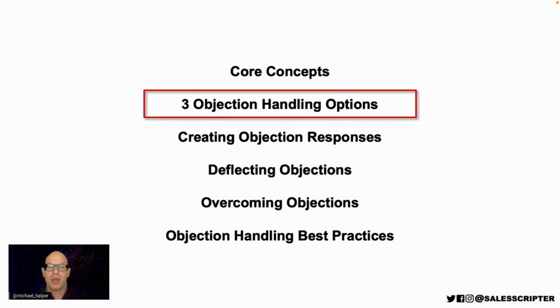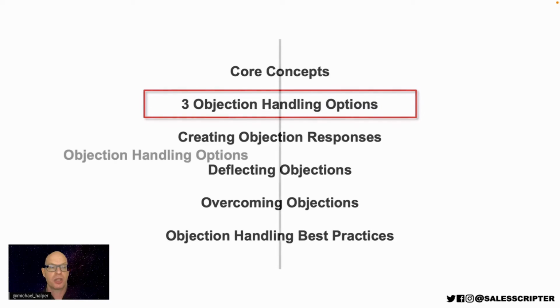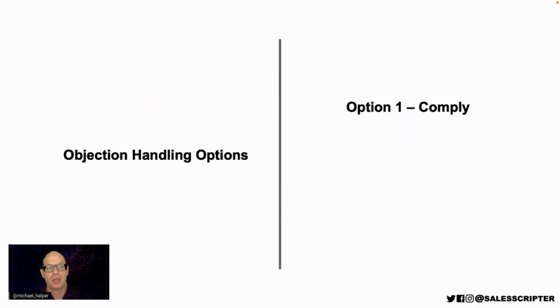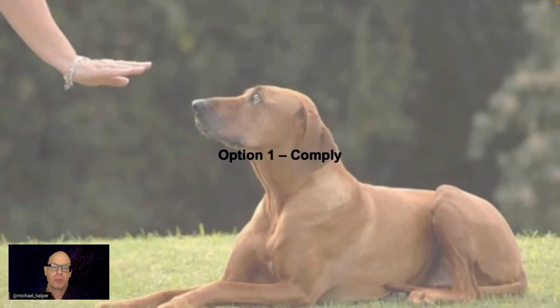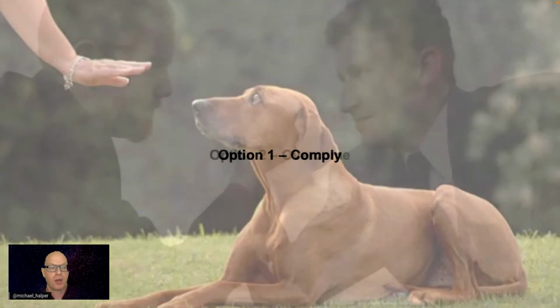Now let's talk about 3 different ways that you can handle an objection that you receive. The first one is you can comply with the objection, you can try to overcome the objection, or you could try to deflect the objection. Comply is basically the prospect gives you an objection, which is basically trying to end the conversation by telling you they don't need what you sell or they're not interested. And you basically comply with the objections. They say, we're not interested. Okay. I'm busy. Okay. So you're complying with the objection.